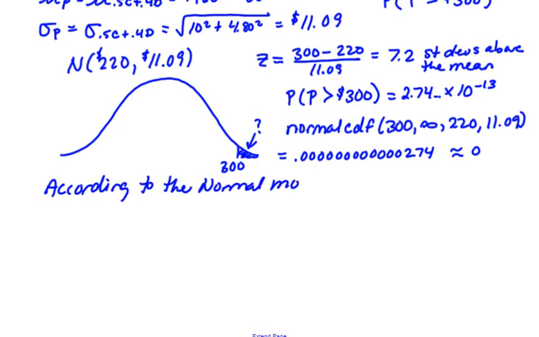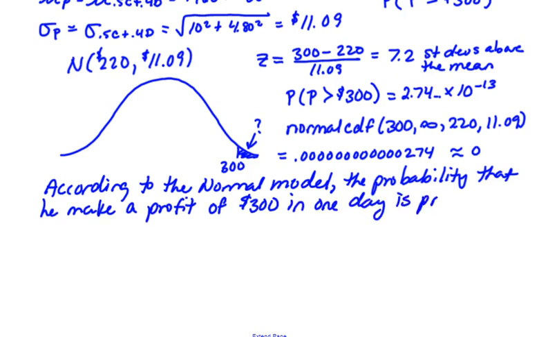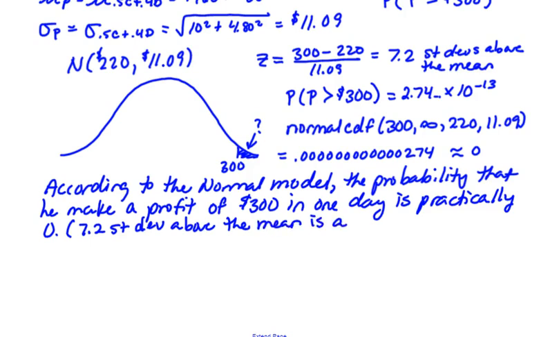so assuming that all of his record keeping and computations about his profits are correct, according to the normal model, the probability that he makes a profit of $300 in one day is practically 0. 7.2 standard deviations above the mean is almost impossible.